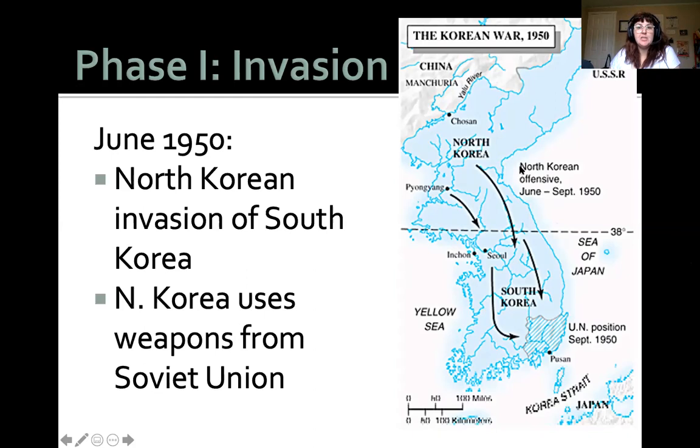So the North Koreans and the Chinese managed to push the South Koreans and the UN troops all the way back to this little bit of South Korea here, surrounding the city called Pusan. Right, so the first phase of the Korean War was actually very effective for the North Koreans. They had managed to essentially invade all of South Korea.